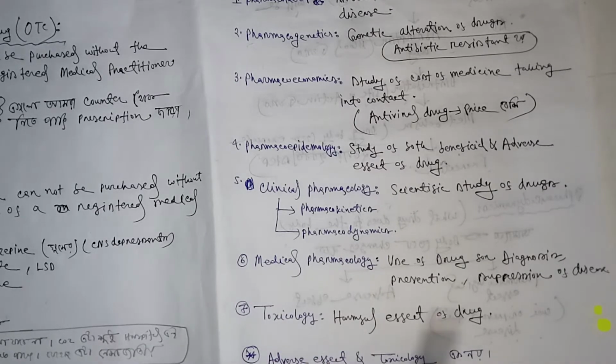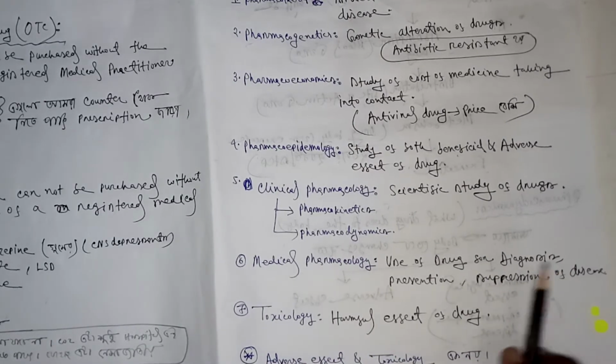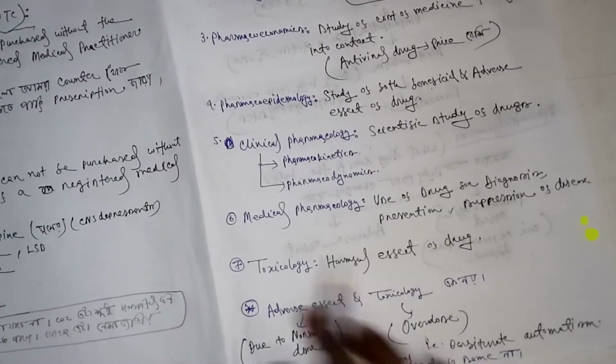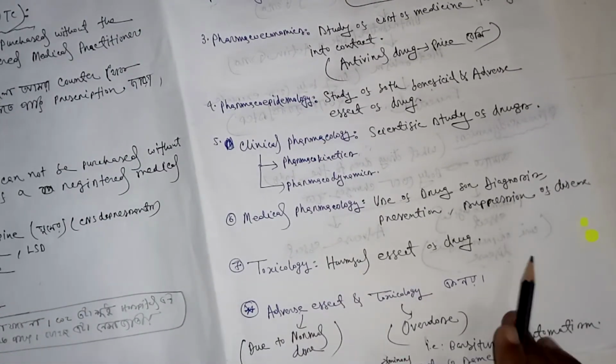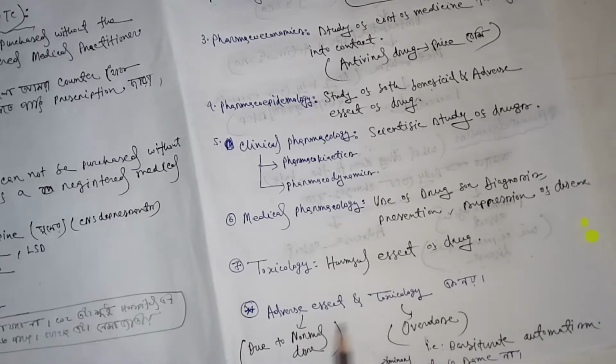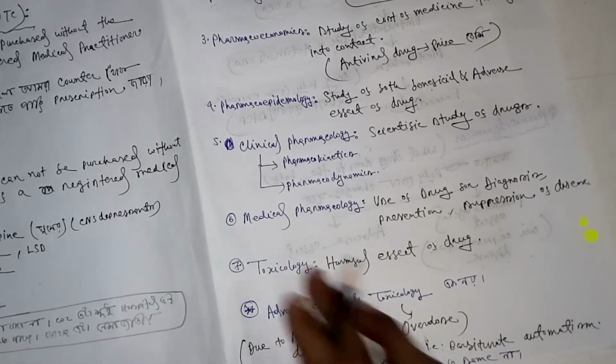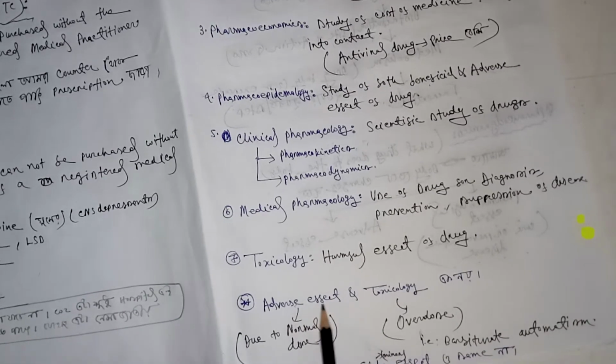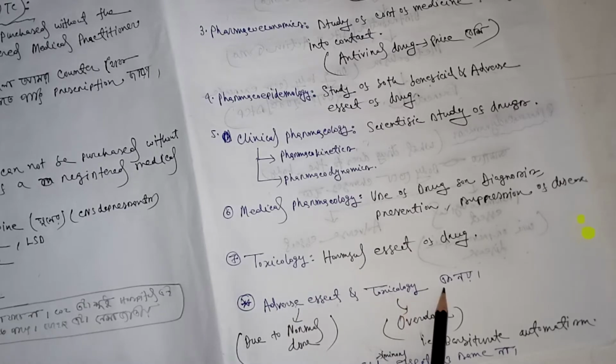Then medical pharmacology: the use of drugs for diagnosis, prevention and suppression of disease. And toxicology: the harmful effects of a drug are discussed in this branch. I said that there is a difference between toxicology and the adverse effect of a drug, because adverse effect of a drug and drug toxicology or drug toxicity are not the same thing.